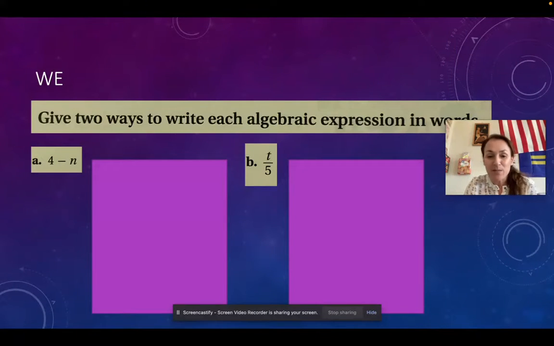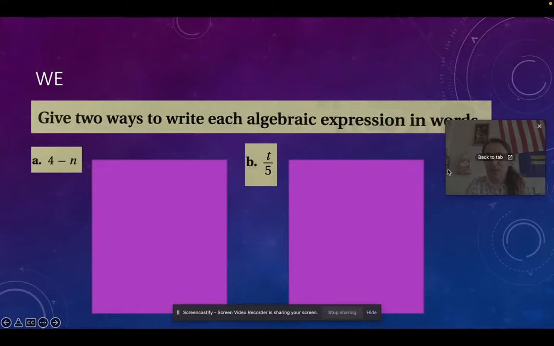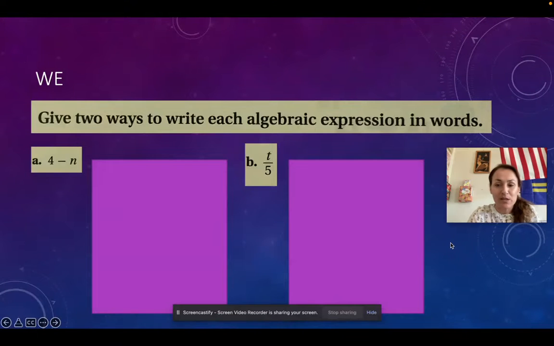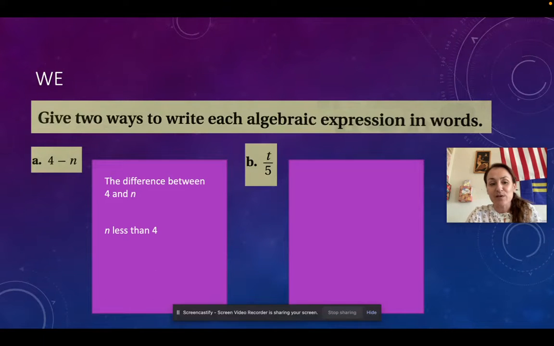Okay, on to the we-do problem. So there's two ways. We want to give two ways to write each of these algebraic expressions. Okay, so you might want to pause it here, give it a try. But I think one way you could do it, on the first one, is to say the difference between 4 and n. Okay, or you could say n less than 4 rather. Okay, and then t over 5 for the second one, we could say the quotient of t and 5. We could also say t divided by 5.